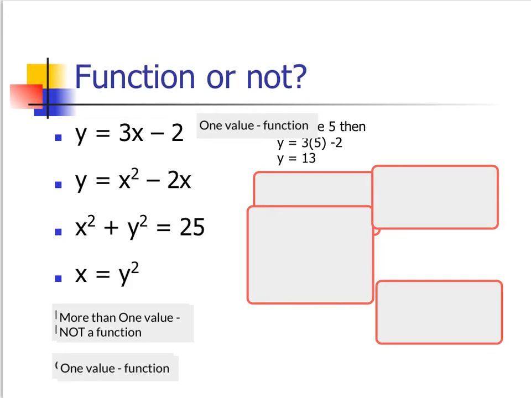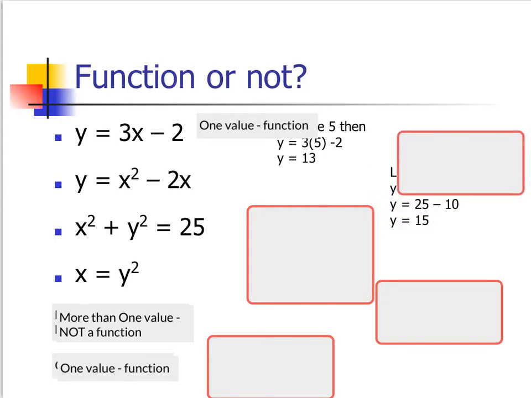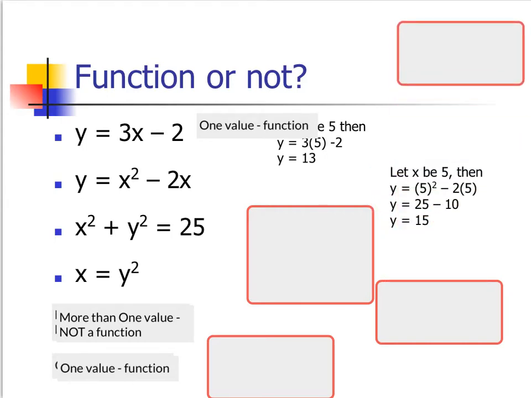Looking at the second one, y equals x squared minus 2x. Again, choose x to be 5, and I find that if x equals 5, I put it in for the x here and the x here, and I get 5 squared minus 2 times 5, or 15. Again, I have only one value of y, so this is also a function.